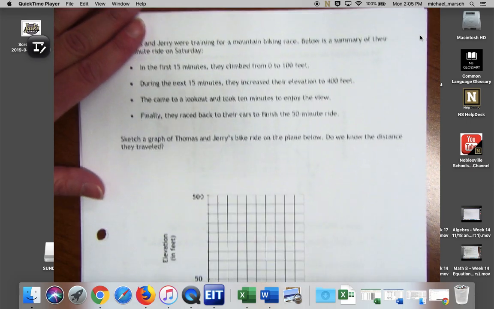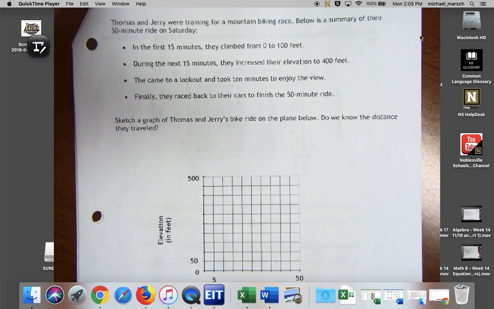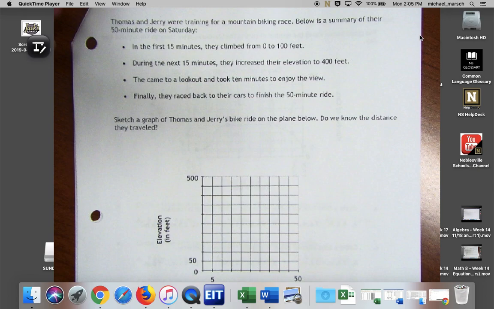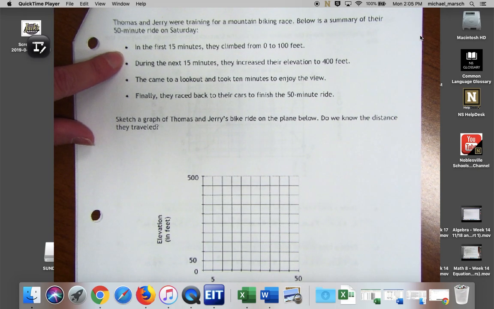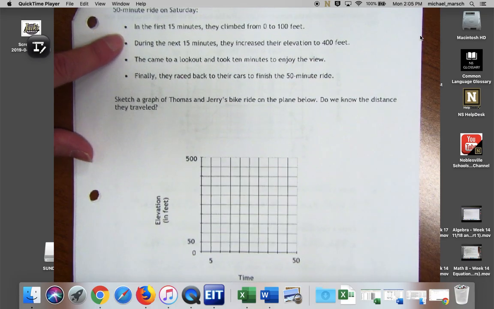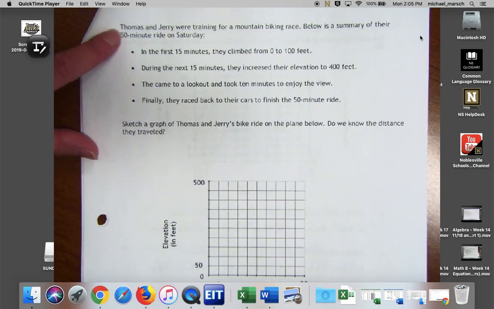Okay, do you guys want to try Thomas and Jerry training for their mountain biking race by yourselves? No? You want free answers? All right, we'll go through it together, but you're going to have a quiz where you're going to have to do this by yourselves, okay? Okay, so let's go ahead and fill in the increments, right?